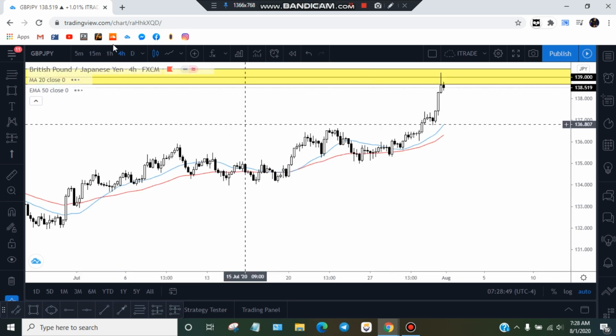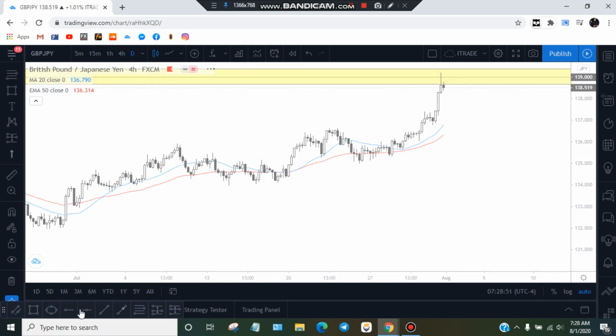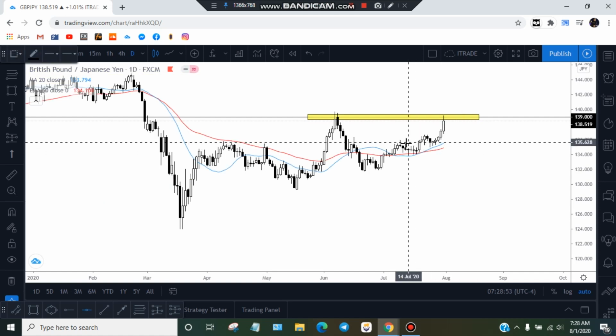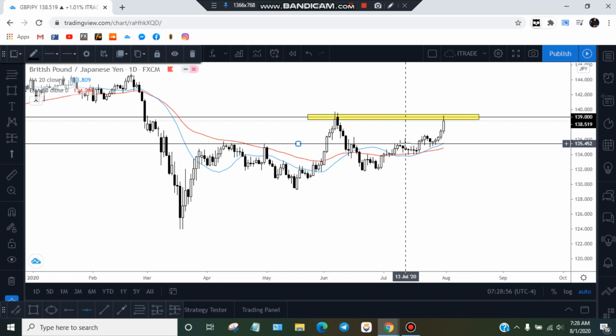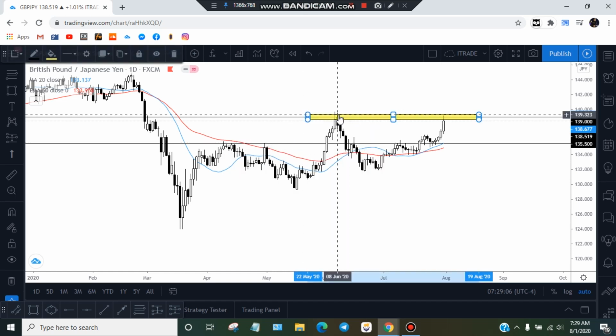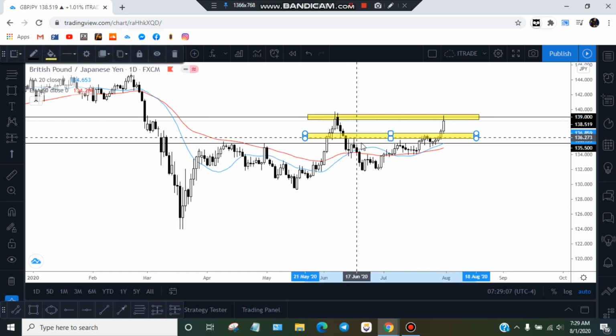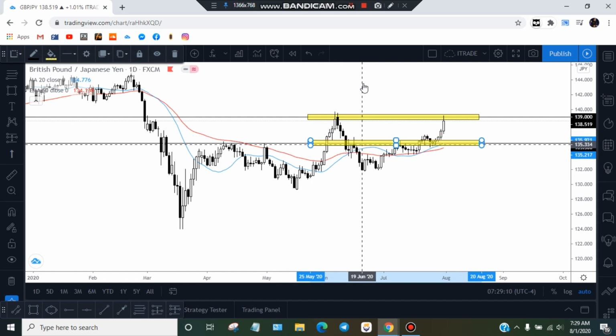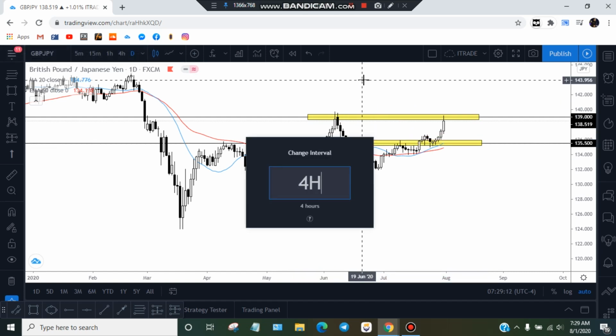After we have our support and resistance, let me make my support real quick. So we're at 135.100 right here. Put that real quick. All right, copy and paste the zone, and all right. Now we're gonna go on the 4 hour.